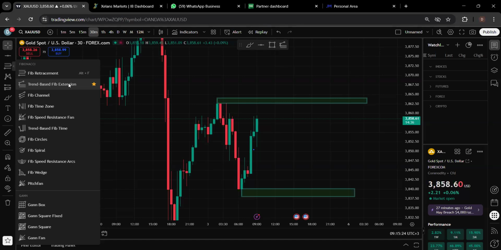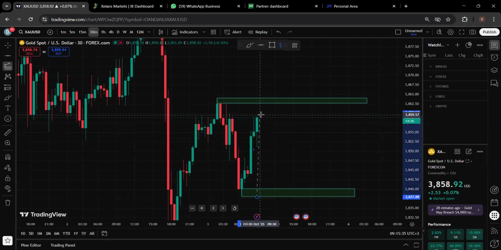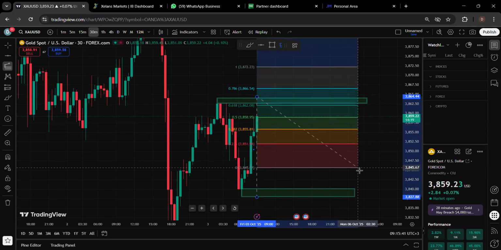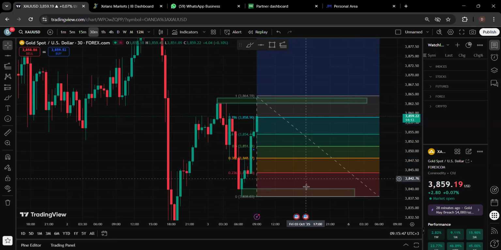This is what we want you guys to be able to draw. This is the second option for the trade-based fib extensions. Click on your support, moving all the way to your resistance. You click like that, then you drag down to your support, like that. So it will automatically draw all the retracement zones.